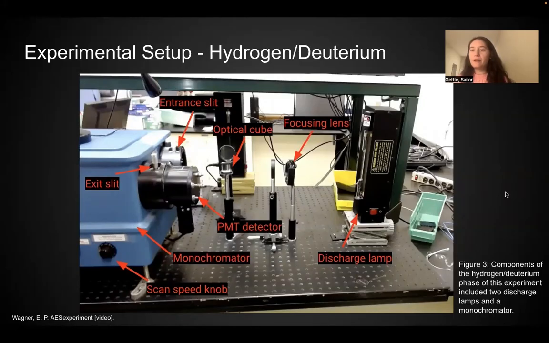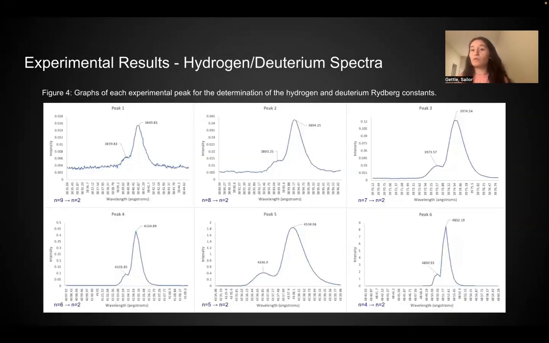The second phase of the experiment involved two discharge lamps, one for hydrogen and one for deuterium, as well as two separate slits and a monochromator and photomultiplier tube detector. The spectra that were rendered from this experiment show the energy level transitions for both hydrogen and deuterium, in which deuterium is the smaller peak on the left at higher energy, lower wavelength transitions, and hydrogen is the peak depicted on the right at the higher wavelength transitions.